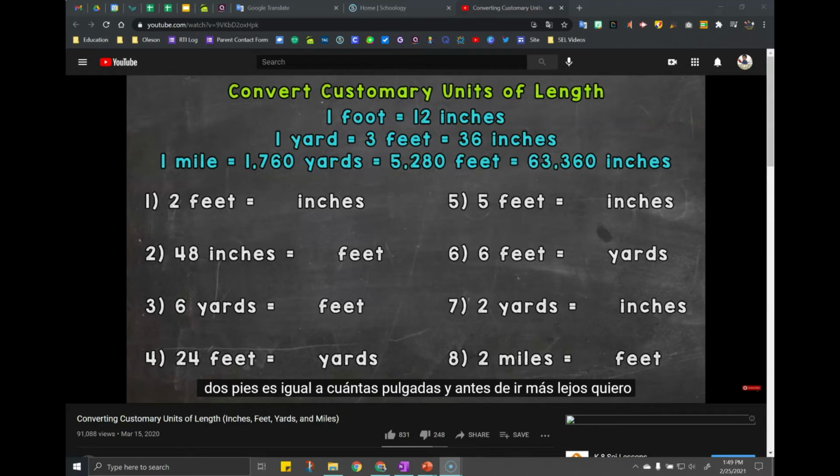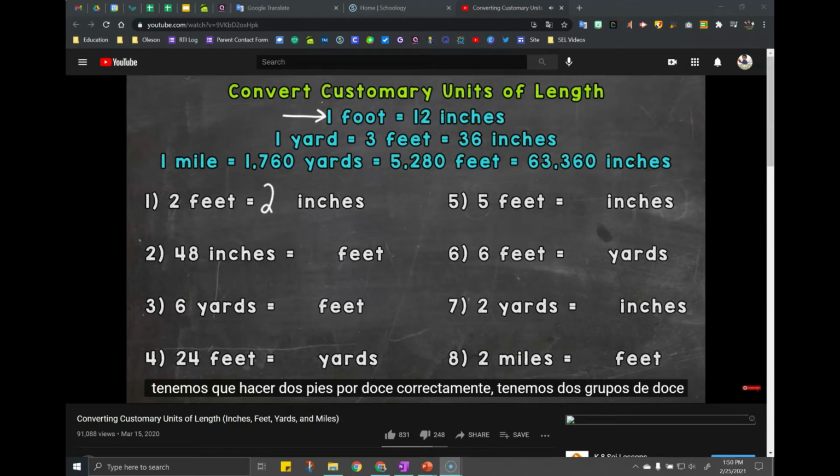And before I go any further, I want to mention up top in blue at the top of your screen are some very helpful reference notes that you can use to take a look at when you're doing conversions. So let's take a look at number 1, 2 feet, how many inches? Well, we know that 1 foot equals 12 inches, right? Think of a ruler. A ruler is 12 inches. So if you have 2 of those, we would have 24 inches.